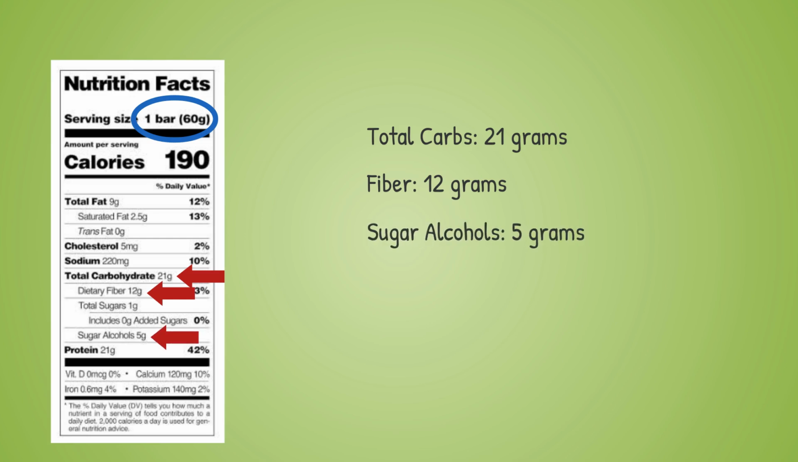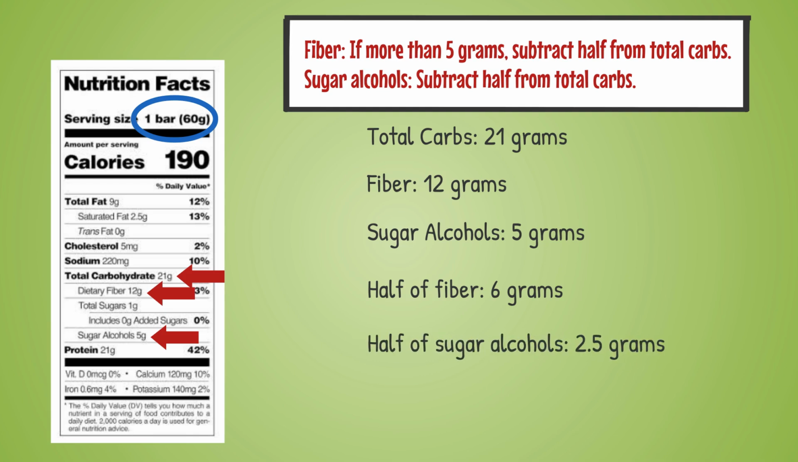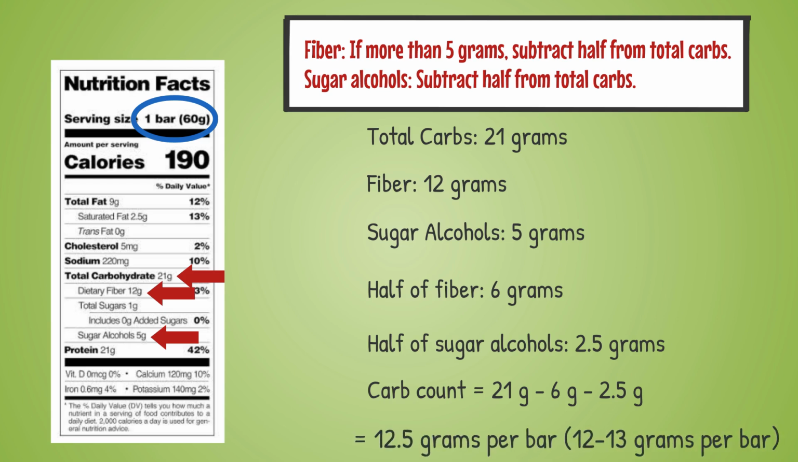Let's recall how to change the carb count based on fiber and sugar alcohols. If there is more than 5 grams of fiber in each serving, we need to subtract half from the total carbs. With sugar alcohols, we need to subtract half out from total carbs. This bar has more than 5 grams of fiber, so we need to account for it. Half of the fiber is 6 grams and half of the sugar alcohols is 2.5 grams. So, if we subtract both of those from the total carbs of 21 grams, that gives us 12.5 grams. This is what we dose for.